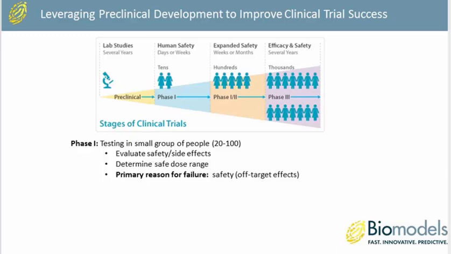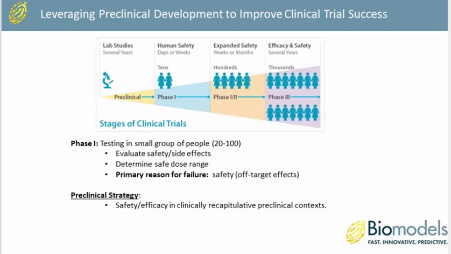So I'm just going to go through the clinical trial phases really quickly and talk about the reasons for failure. In phase one, we're just testing very small groups of people, 20 to 100. We want to evaluate safety and side effects, and it's really the first-in-human phase. We want to determine a safe dose range. The primary reason for failure there is safety, usually off-target effects.